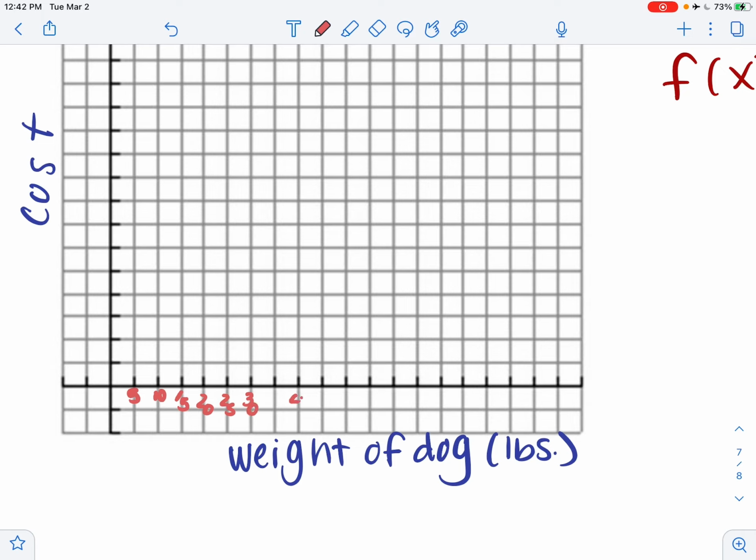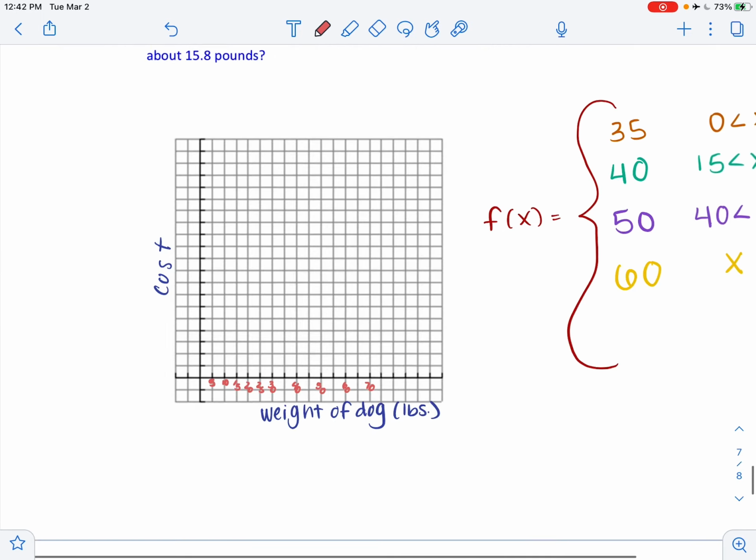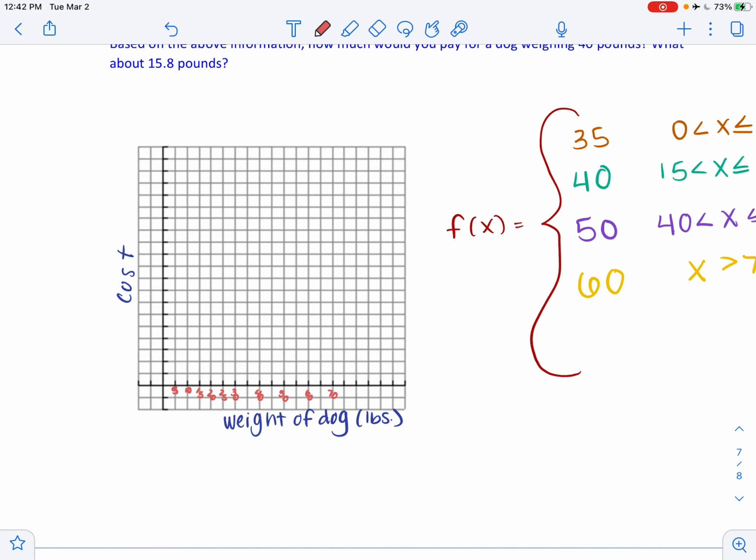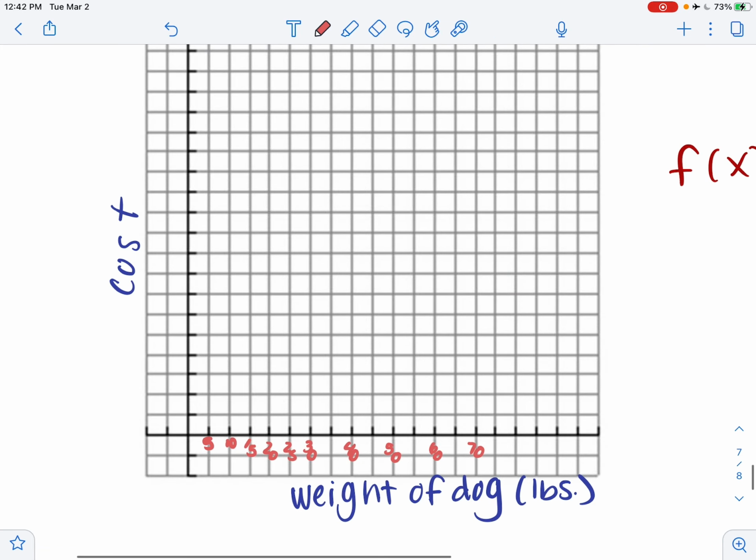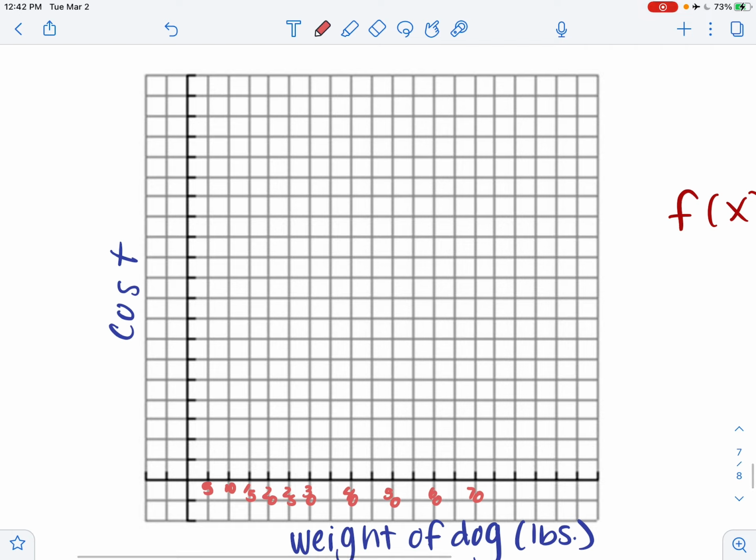Maybe I'll start skipping now that we know: 40, 50, 60, and 70. And then our cost goes from 35 to 60. So again, it might be useful to count by fives as well. So 5, 10, 15, 20. And I'm just going to skip the fives place just to save room so it doesn't get too messy.